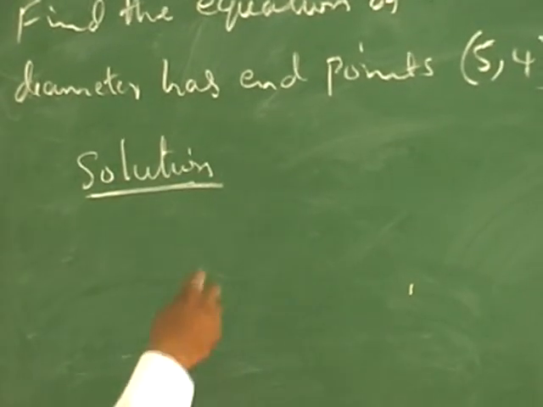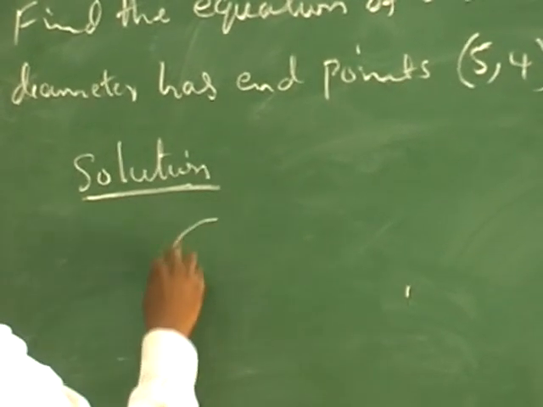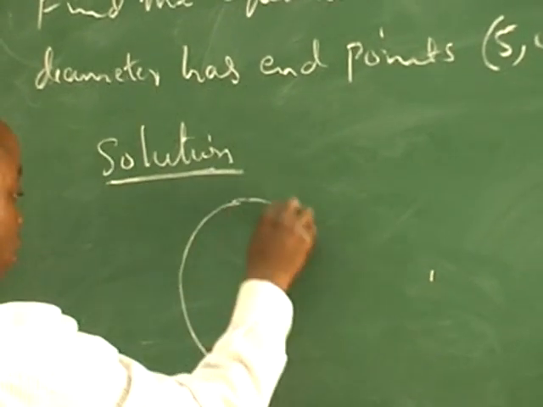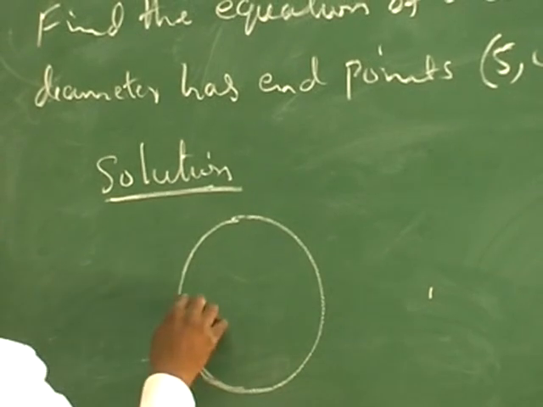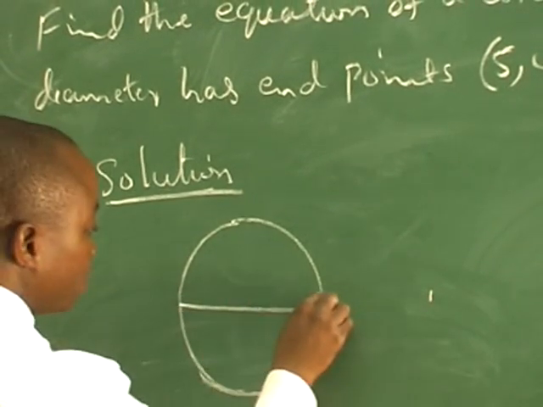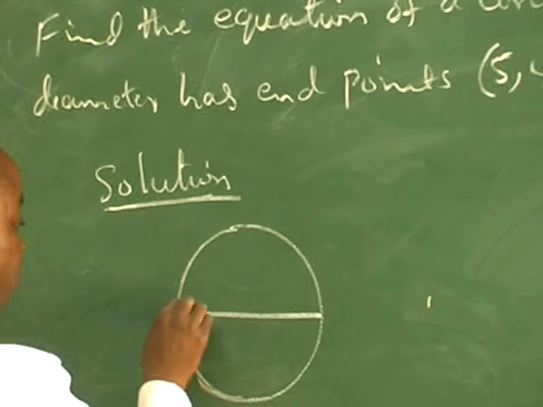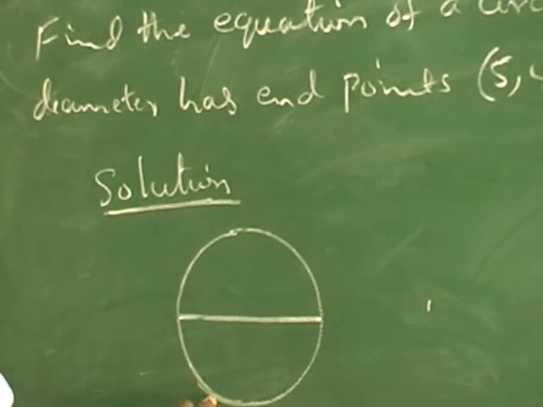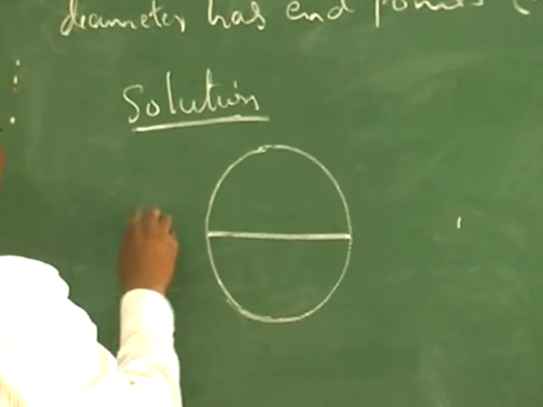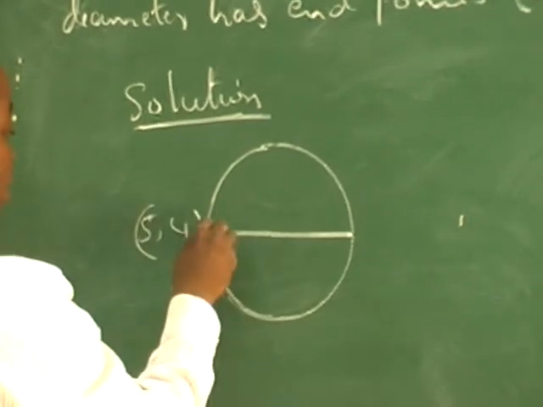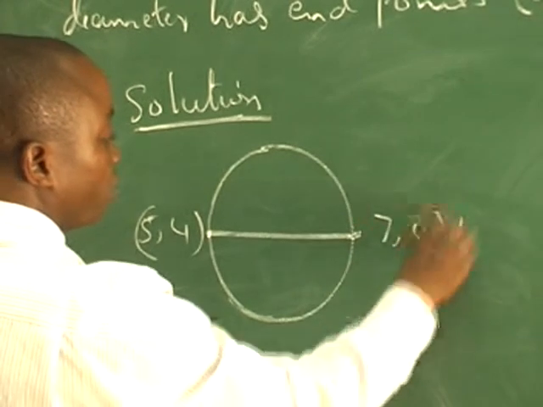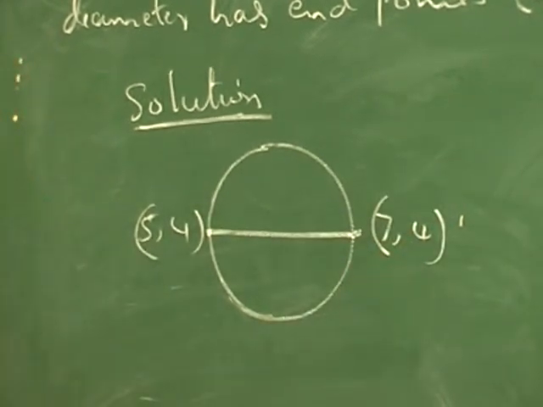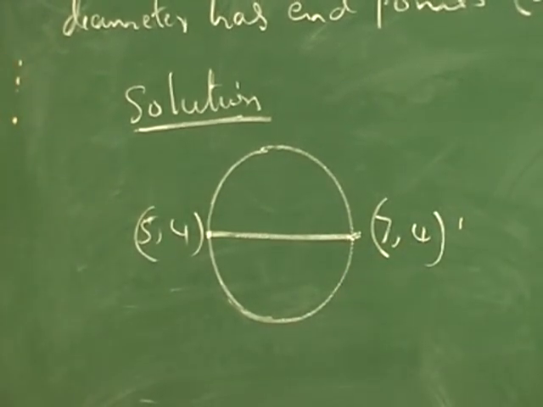Now what they mean is that there is a circle, a circle of this nature, and then we have the diameter. You know, the diameter will always be a line that divides this circle into two. So they say that this particular point has coordinates 5 and 4, and that at this point it has 7 and 4. So they say we should find the equation of the circle.